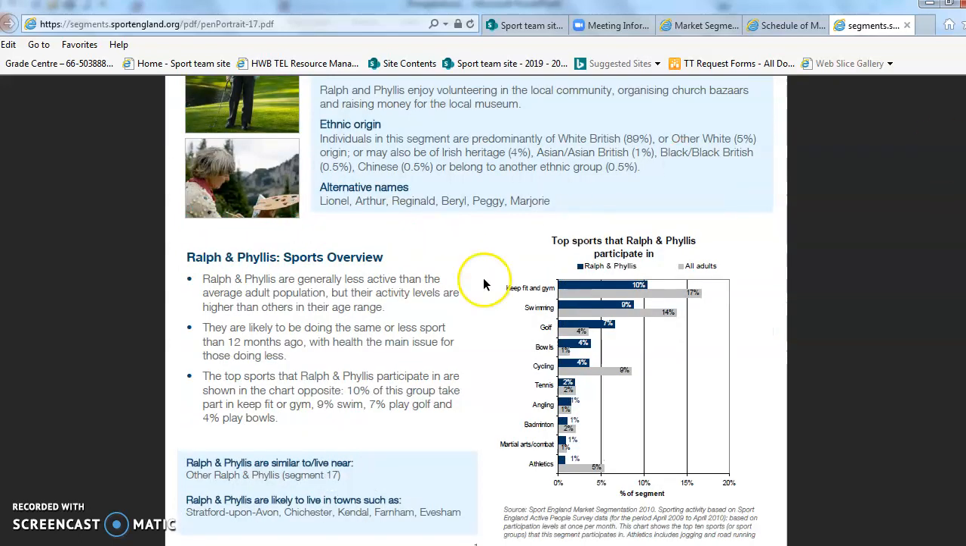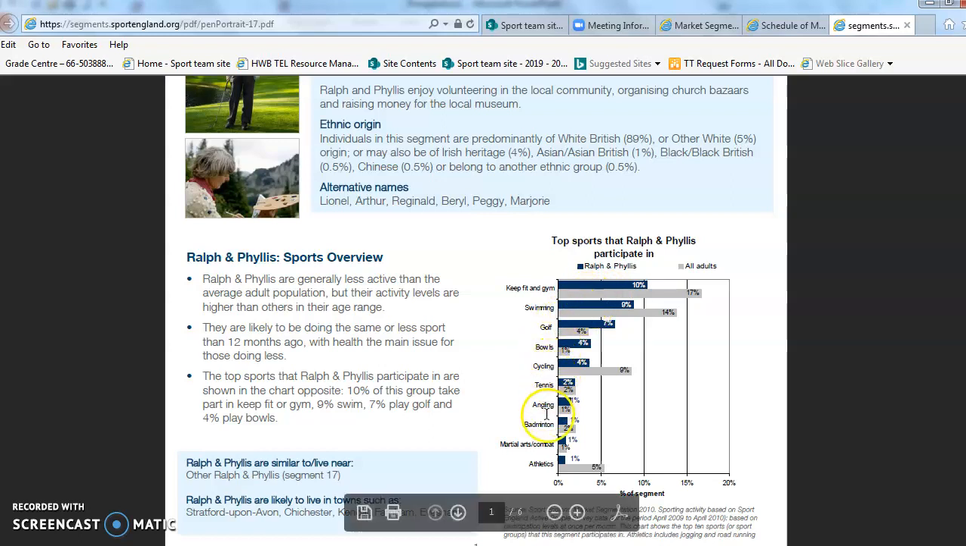It gives you their sport overview, so in terms of what they might participate in sport-wise. In terms of Ralph and Phyllis compared to all adults, it's saying that they like to keep fit and gym, but that is under what all adults want to do. So a range of swimming, golf, bowls, cycling, tennis, angling, badminton, martial arts, etc. So they are generally less active than the average adult population, but their activity levels are still higher than others in their age group as well.